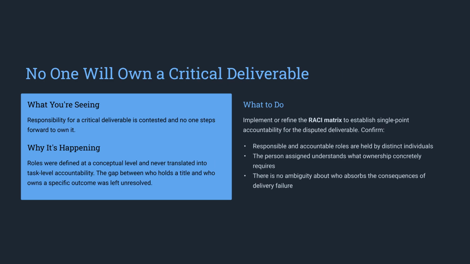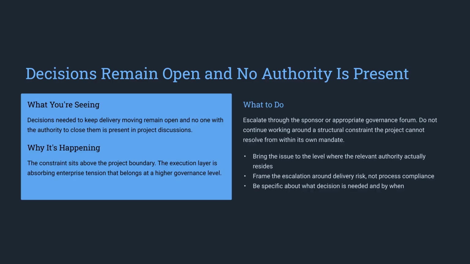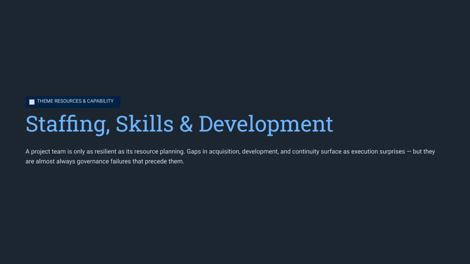If no one will own a critical deliverable, your RACI matrix needs refinement. Ensure that responsible and accountable roles are distinct and clearly understood, leaving no room for ambiguity when consequences arise. When decisions remain open, don't keep working around structural constraints. Escalate the issue to the appropriate level of authority, frame it around delivery risk, and be precise about what is required to move forward.